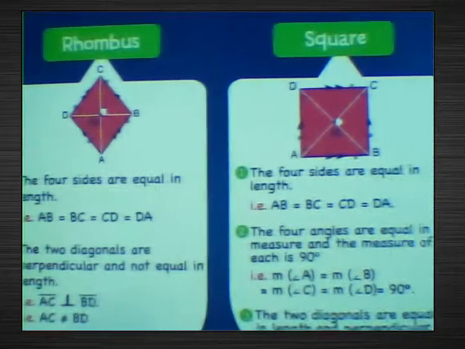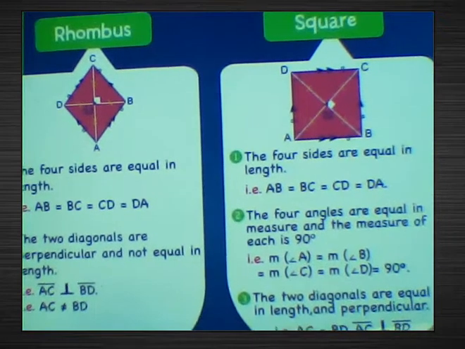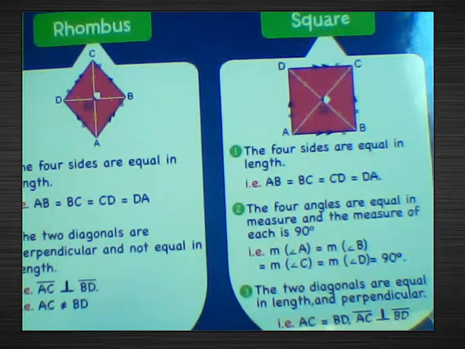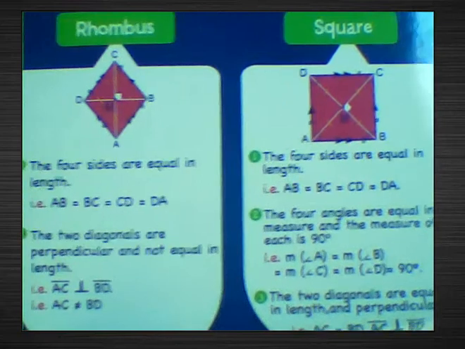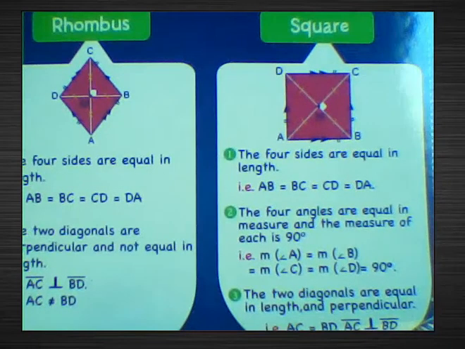And what about the square? Square ABCD. The four sides are equal in length: AB equals BC equals CD equals DA. The four angles are equal in measure and the measure of each is 90 degrees. The two diagonals are equal in length and perpendicular: AC equals BD and AC is perpendicular to BD.